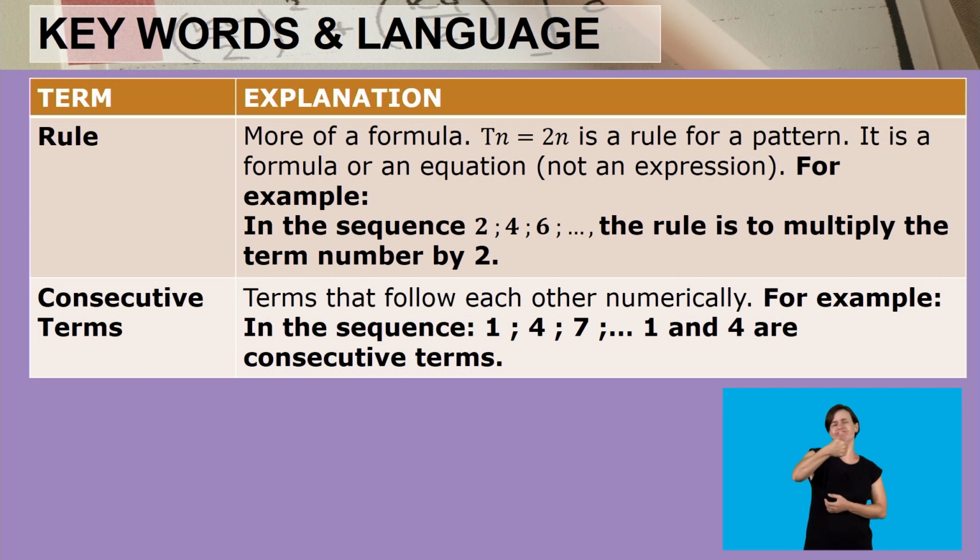And then we have consecutive terms, terms that follow each other numerically. For example, in the sequence 1, 4, 7, we can say that 1 and 4 are consecutive terms.